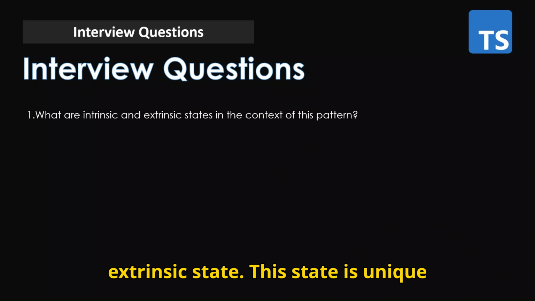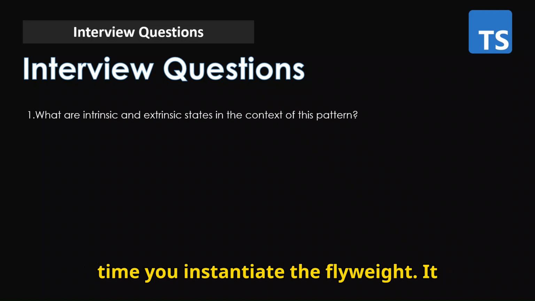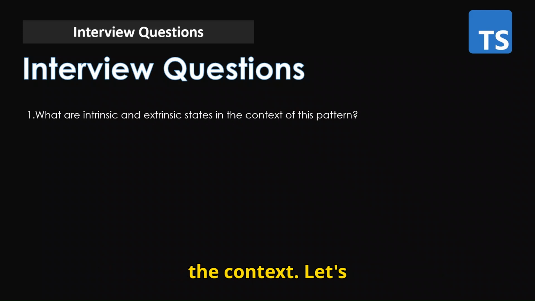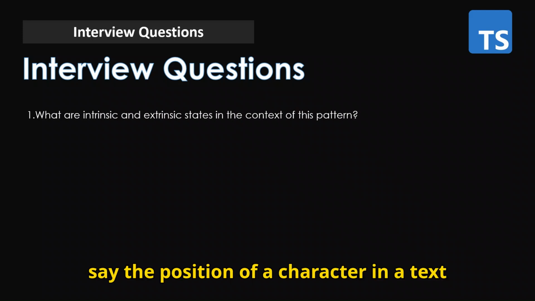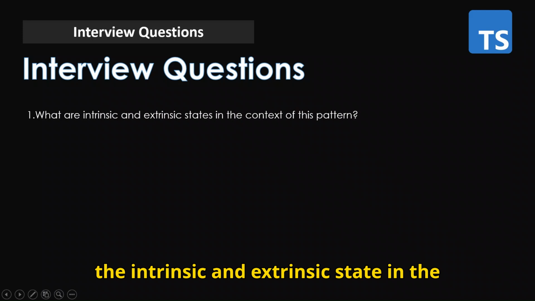And the extrinsic state is unique to each instance of a flyweight. So every time you instantiate the flyweight, it is stored externally and varies based on the context. Let's say the position of a character in a text document, it can always vary. These are the intrinsic and extrinsic states in the context of this pattern.